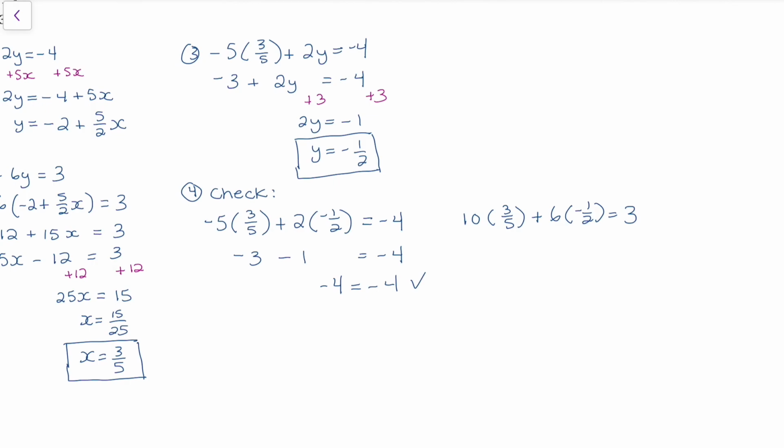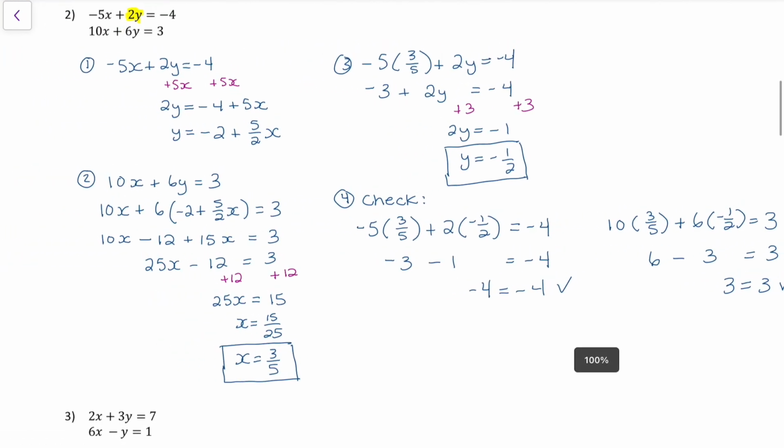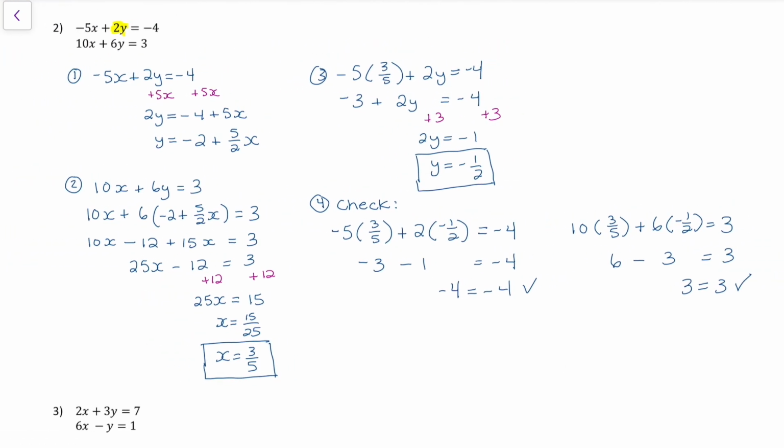So 10 times 3 over 5 is 6. And then 6 times 1/2 is going to be minus 3. So it does work out. So I know my final answer is x equals 3 over 5 and y equals negative half.